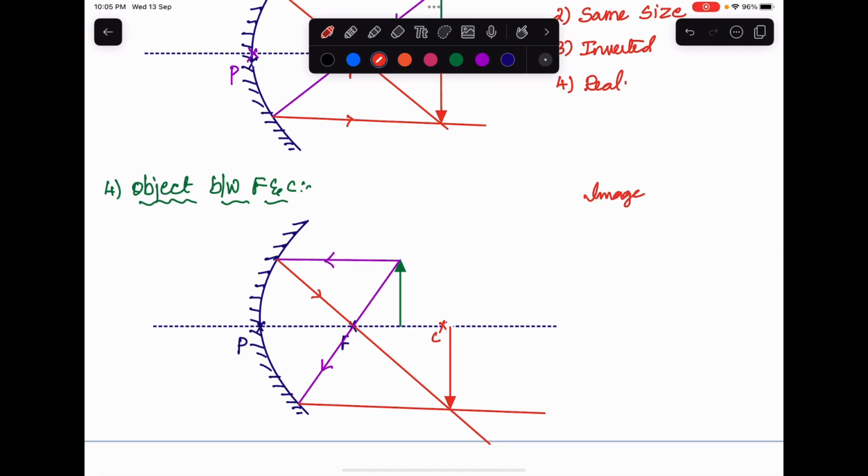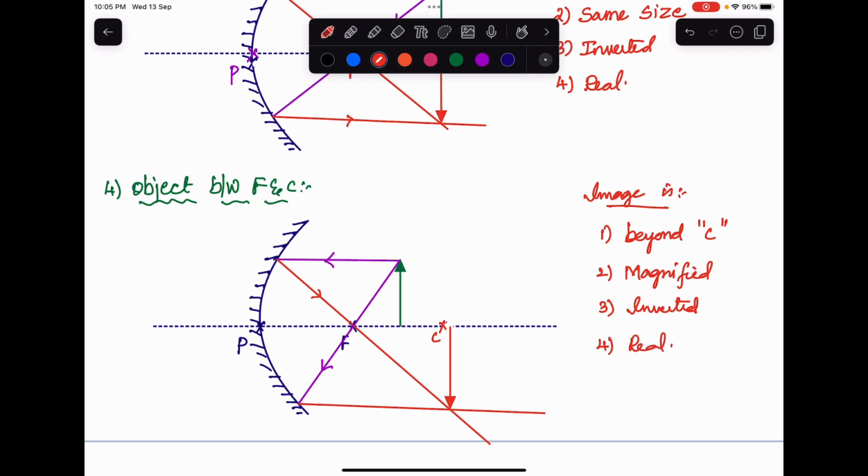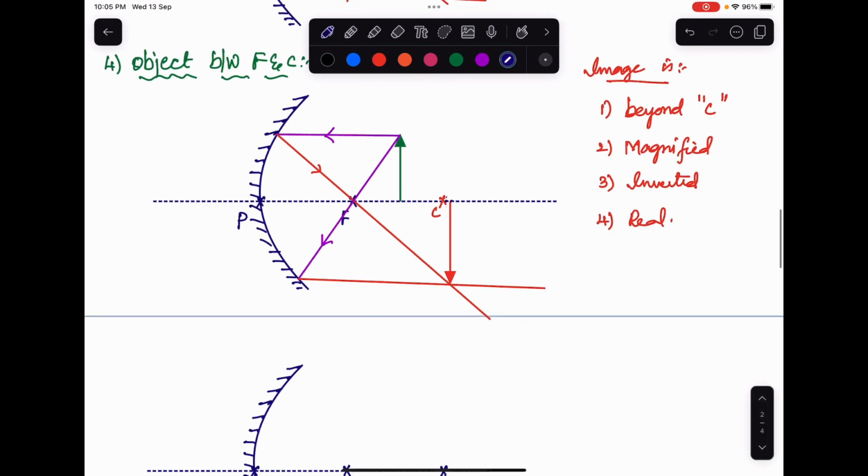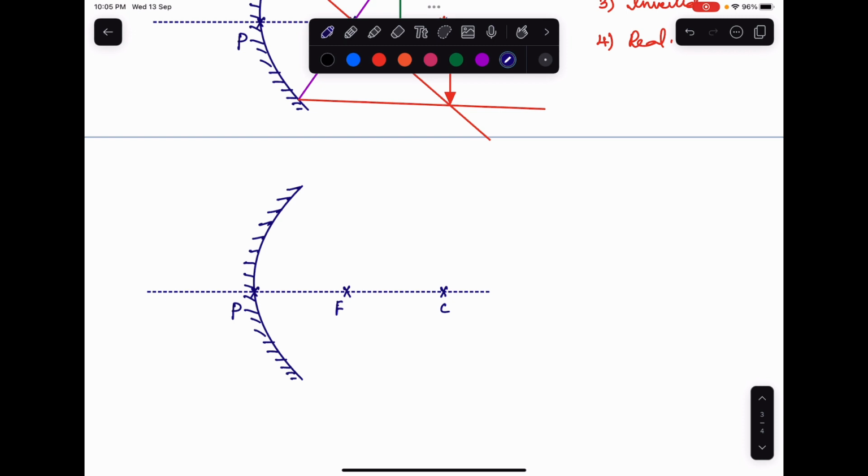So first, the image is beyond the center of curvature, and second, you can easily identify that the image is magnified, third it is as usual an inverted image, and fourth it is once again a real image. See children, the distance between pole and focus and between focus and center of curvature should be equal, then only you will get all these diagrams accurate. That's the reason we are adjusting our diagram a little bit wherever necessary. Clear?